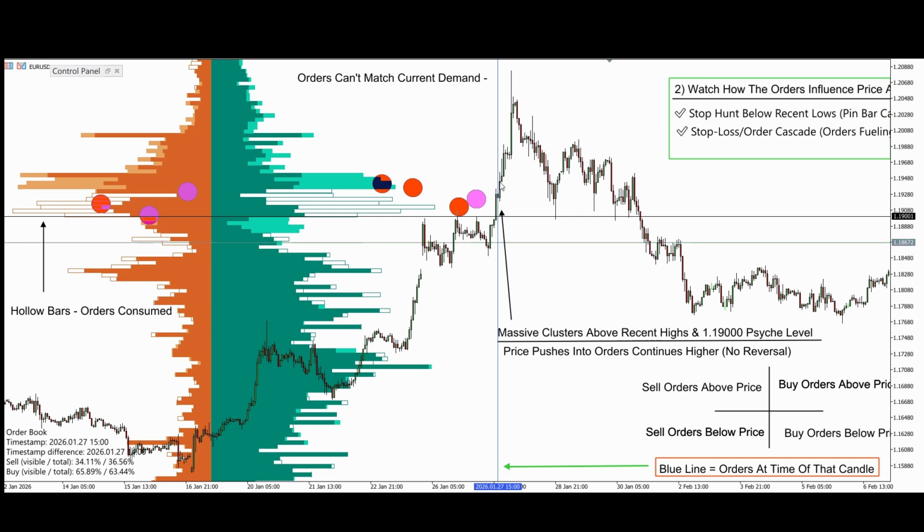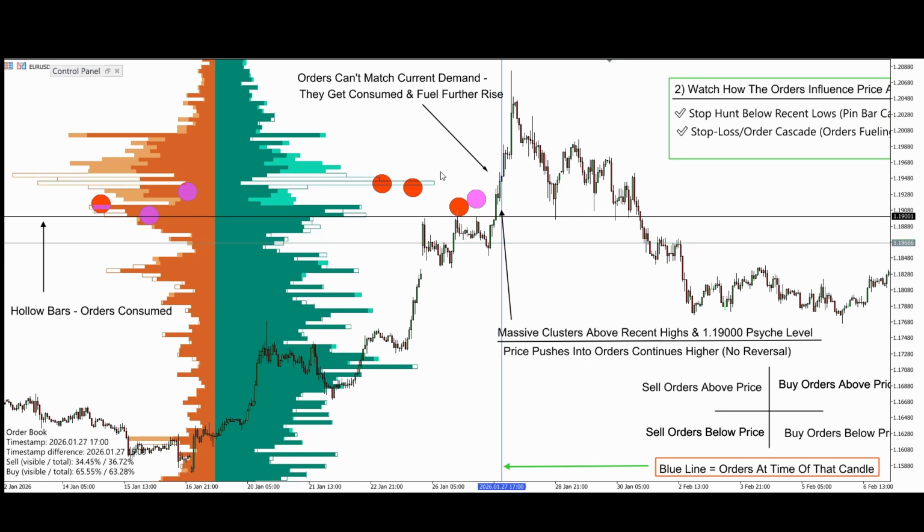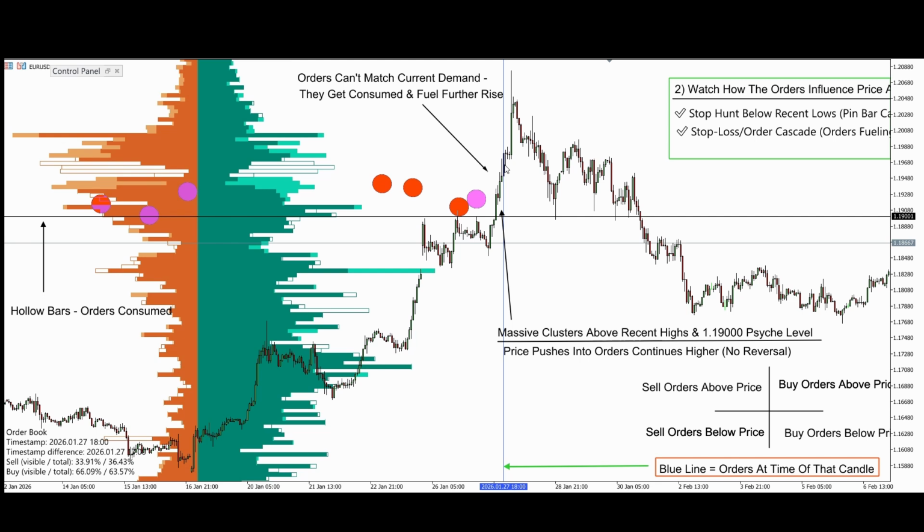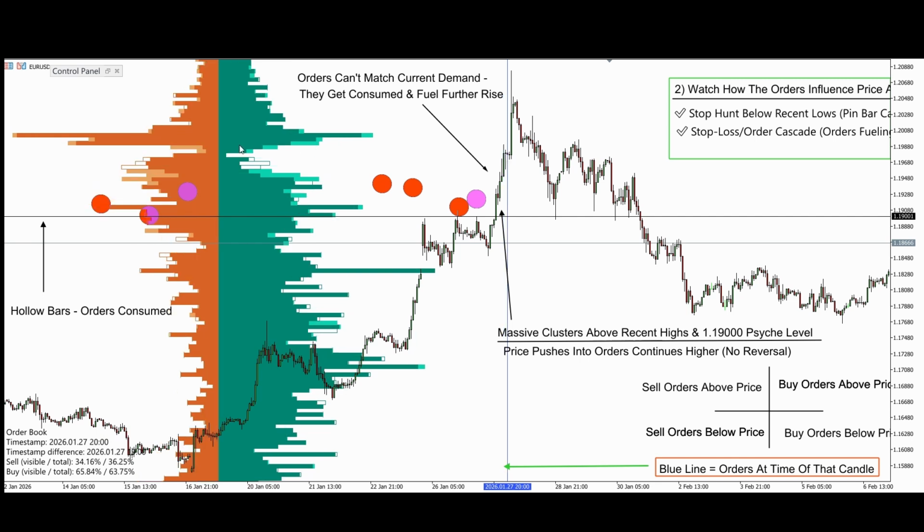That's what I call a maximum attention zone, a level where liquidity is high, participation is high, and the probability of a meaningful reaction increases significantly. So instead of just marking 110 as a key level, you're now asking a better question: what's actually sitting there?